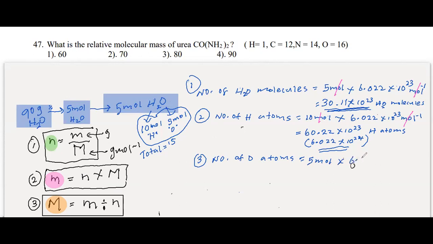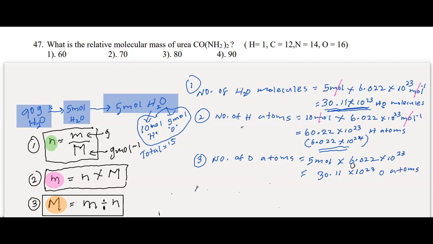Avogadro constant, what is the unit? Per mole. Per mole and mole cancel. Then the final answer has no units, because it's just a number of oxygen atoms. Then you get 30.11 into 10 to the power 23. What is this answer? Number of oxygen atoms. O atoms.